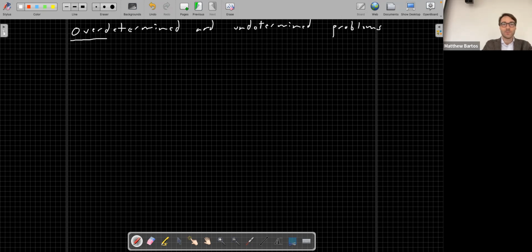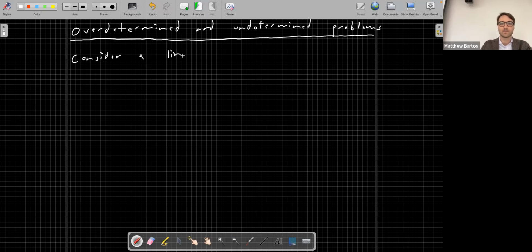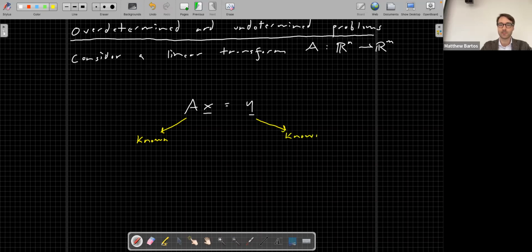Okay, so we're going to be considering a linear transformation, A. A maps us from R^n to R^m. We're going to be interested in equations of the form Ax is equal to y, where A is known, y is known, and x is unknown. x is what we're trying to figure out.